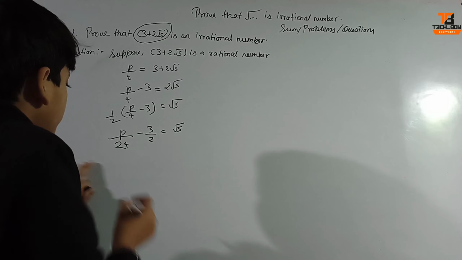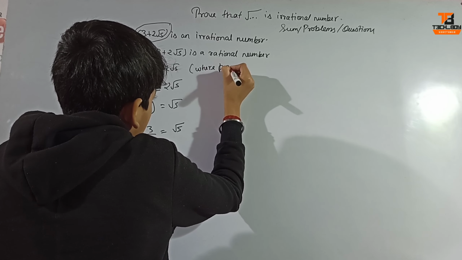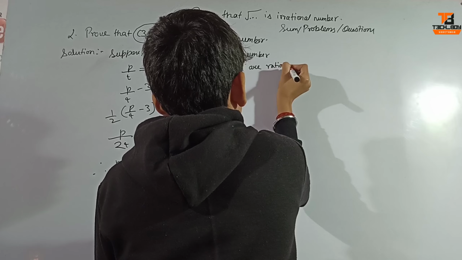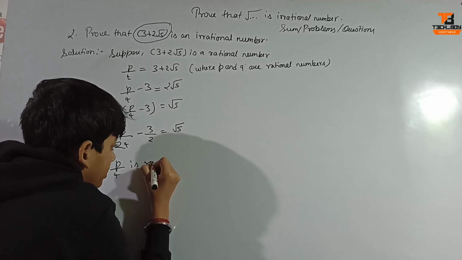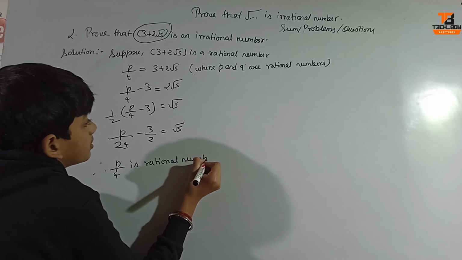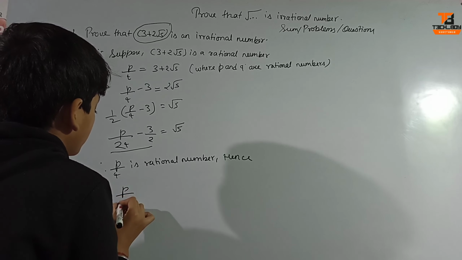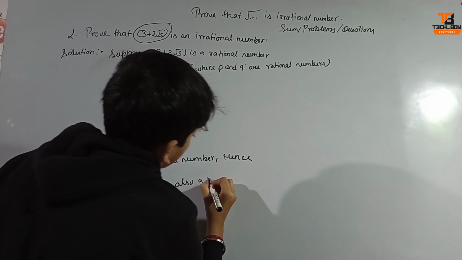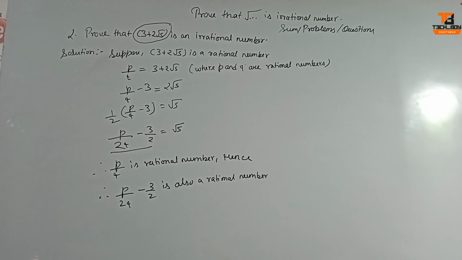Is it? Yeah. Then what will be here? We know that p upon q, here we will write, where p and q are rational numbers. The p and q are rational numbers. Hence p upon 2q minus 3 upon 2 is also a rational number. Are you agreeing till here? Yeah, you should.